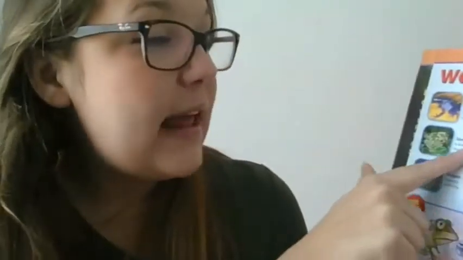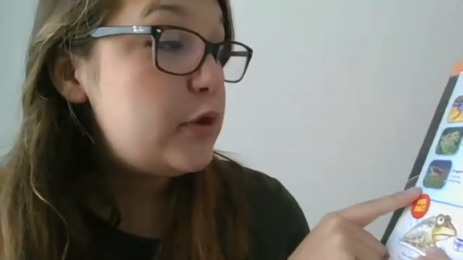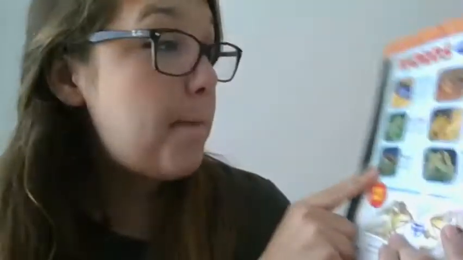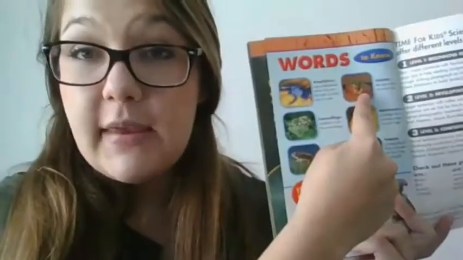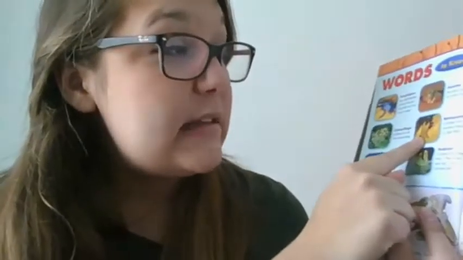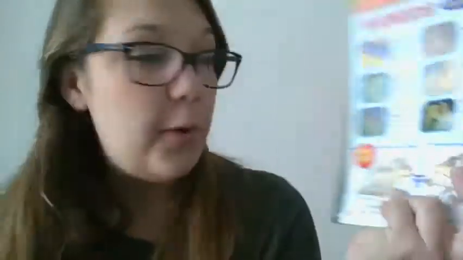We've also got words like camouflage, right? It says to blend in with the surroundings. We kind of already knew that because we've talked about it in science a lot. But if you didn't know, you could look it up back here. Froglet, which is a young, small frog. Habitat, the place where the animal lives. Metamorphosis, the change from one stage to another stage. And then tadpole.